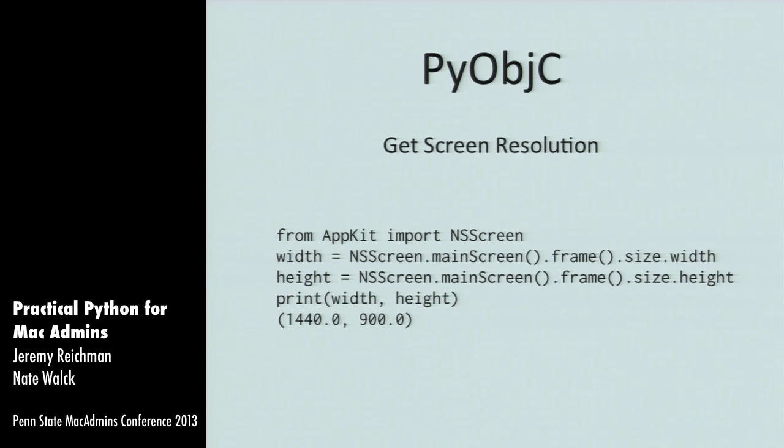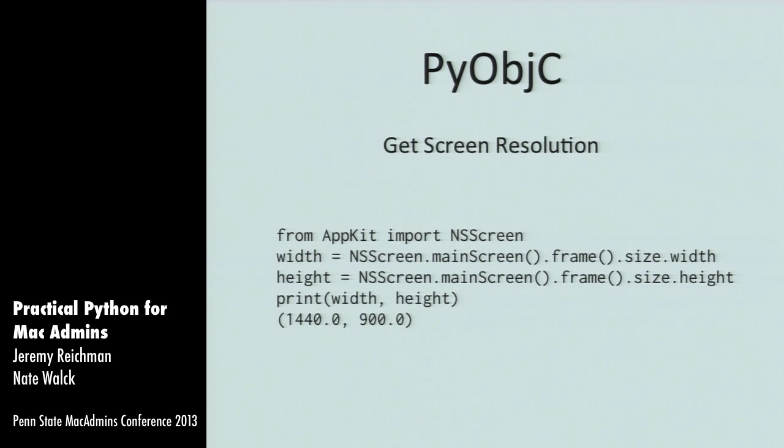Here is a pretty cool thing. You can get the screen resolution of any client machine, and it's using AppKit. It looks at the main screen, so you set the width, and there's this really long string. It's kind of confusing. Let me start from the right and go back to the left, because it's actually a little bit easier that way. You're looking for the width, so it's size.width, the width of the frame actually being used, on the main screen of your machine, using the NSScreen object. So if you go backwards, sometimes it's a little bit easier to read these things.